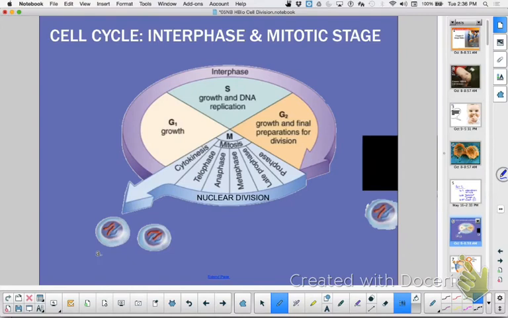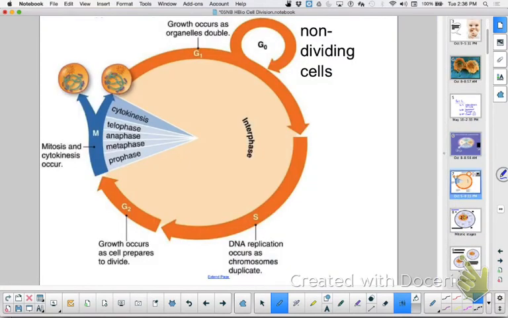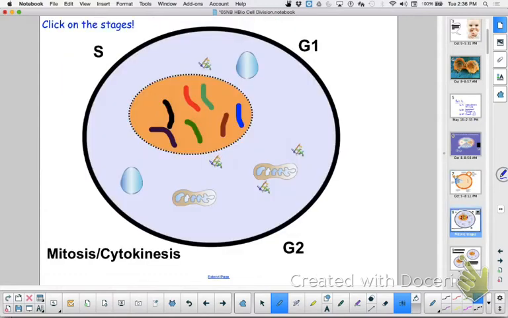Remember G1, S, G2, and then the M stage has mitosis and cytokinesis. Do you remember what happens in G1? The cell grows. And in the S stage, synthesis of what? DNA. Okay. And then in G2, you're making proteins. And then M is the actual nuclear division, and cytokinesis is division of the cytoplasm. And we also talked very briefly that non-dividing cells will pull out of G1 and it'll just be G0. Do you remember this where I did this?